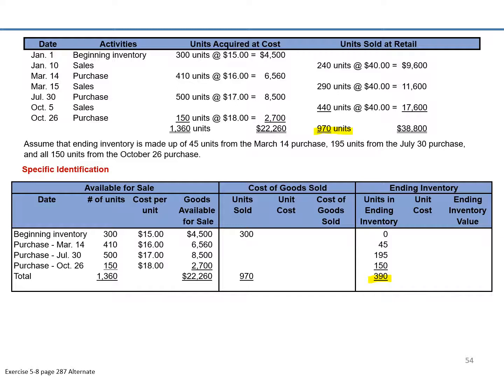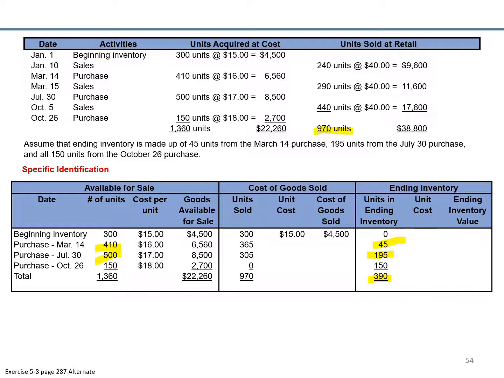300 units from our beginning inventory. If you take 410 minus 45, we have 365 in cost of goods sold from our March 14th purchase. We started at 500 on July 30th and we have 195 left, so that's 305 in our cost of goods sold. And then October 26th, we sold all 150, so that's 0.